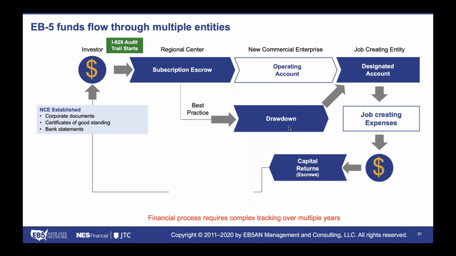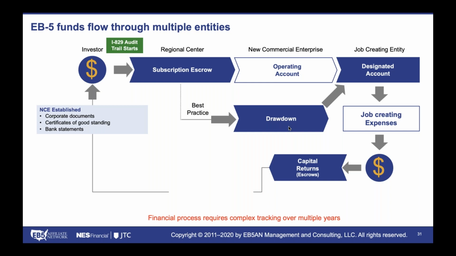Then ultimately, once all the jobs are created and the project's complete, capital needs to be returned. And then that again is another opportunity for escrow. So that's how the money flows. Over on the left, I try to simplify this down to the things that really need to be proven as evidence along the way, because the audit trail for I-829, which is the ultimate objective for the investor, starts at the very beginning, which is many years from when this project completes.